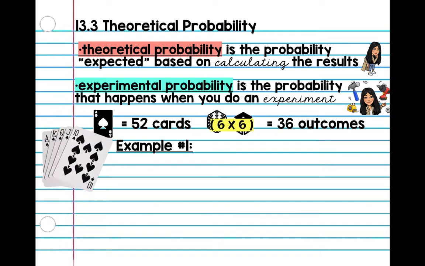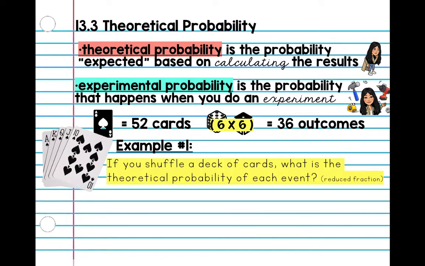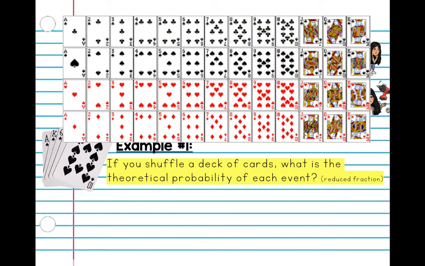So let's begin example number 1. We're going to shuffle a deck of cards, and we're going to calculate the theoretical probability as a reduced fraction. So we're not doing percent anymore, we're just doing fractions. If you don't know much about cards, you can Google a full deck of cards and you'll get a picture of the 52 cards, or you can just do it by memory.